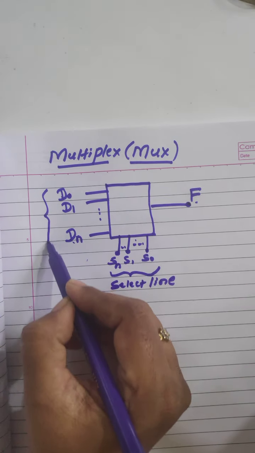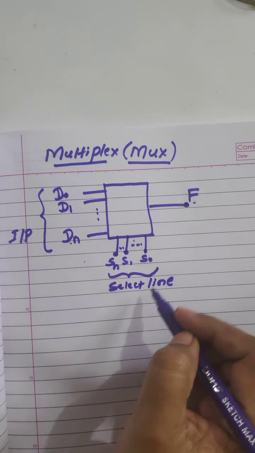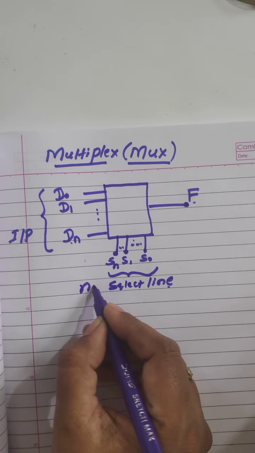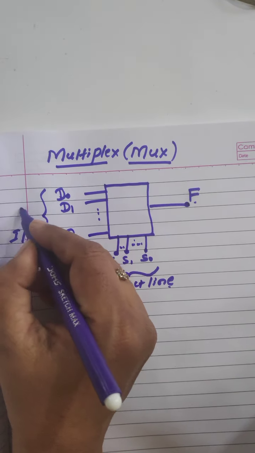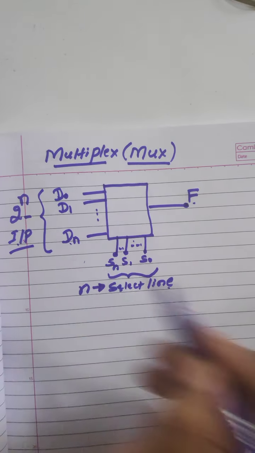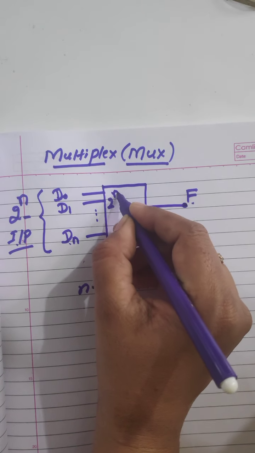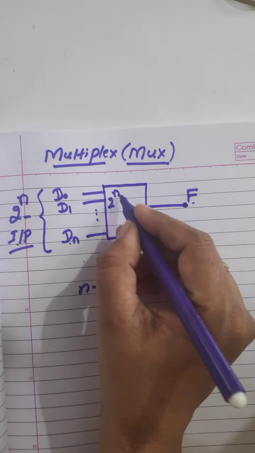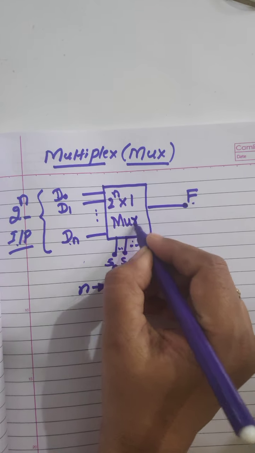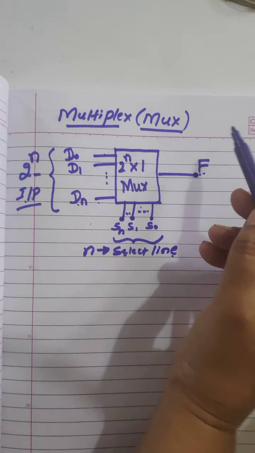The number of inputs is dependent on the select lines. If we have n select lines, we have 2 raised to n input lines. In that case, we are going to call this mux a 2 raised to n cross 1 mux. Whatever the number of inputs, the output is always 1.